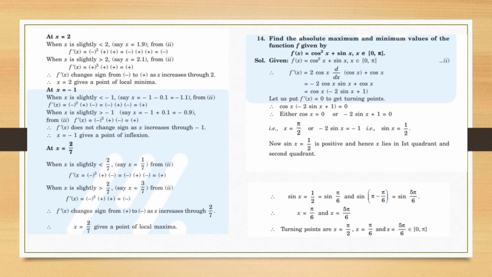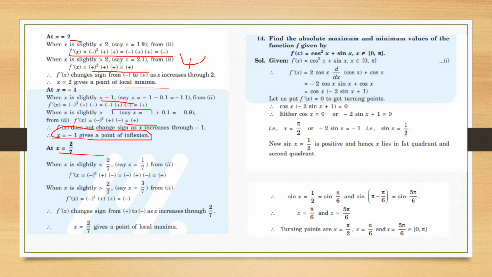For x equal to 2, when x is less than 2, say like 1.9, f dash x turns out to be negative. For greater than 2, like 2.1, it turns out to be positive. So something going from negative to positive means it is a minimum. At x equal to minus 1, for less than minus 1, like say minus 1.1, this turns out to be positive, and for greater than minus 1, it also turns out to be positive. So no change from positive to positive. Such a point is called a point of inflection. So minus 1 is the point of inflection.